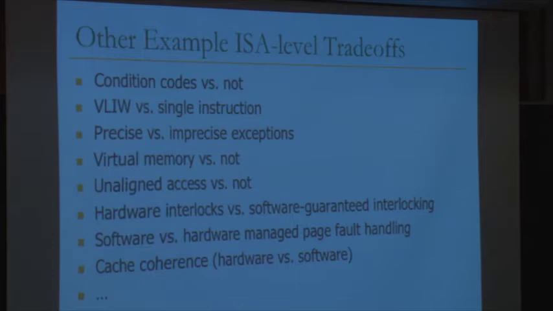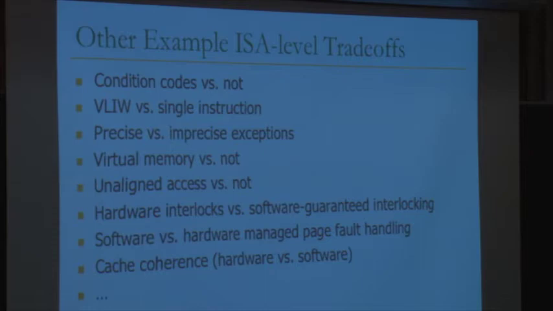And we've already talked about this, right? Does your execution model specify a von Neumann architecture? Meaning, do you know the precise state? Virtual memory or not, that's part of the ISA also. Unaligned access, we will actually look at in the next few slides. Hardware interlocks versus software-guaranteed interlocking.